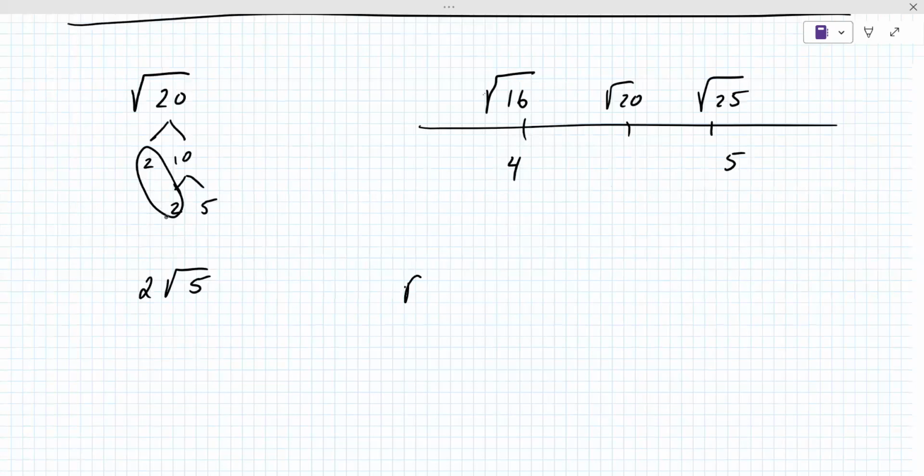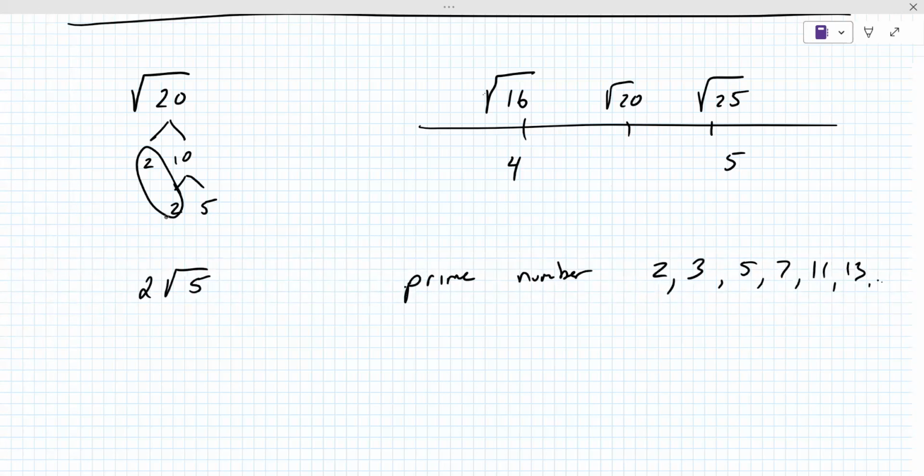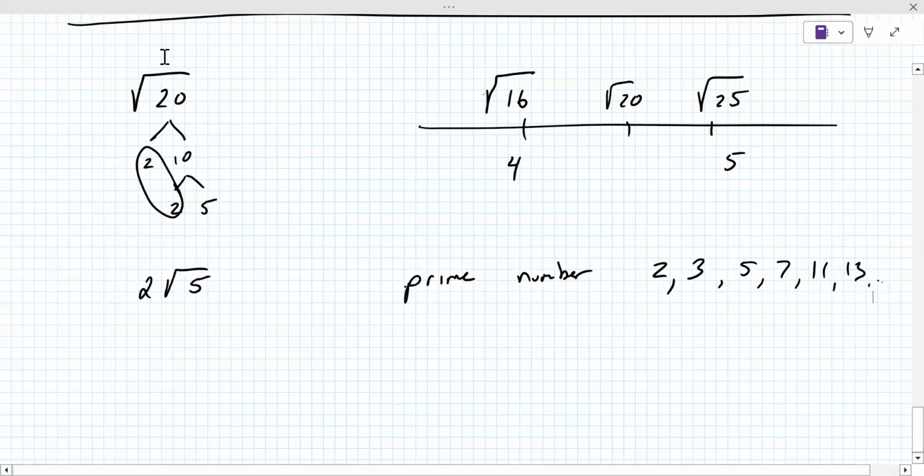Do you know the smallest prime number? Isn't it 1? 1 is not prime. It's the common wrong answer. It's 2. All right. So the second prime number is 3, and then 5, and then 7, and so on. Okay. So the way we're going to reduce roots is based on prime numbers, right?